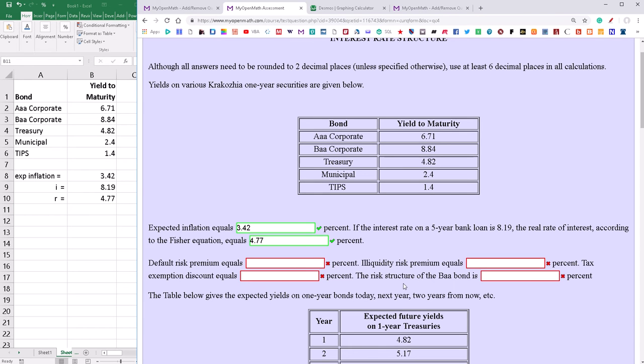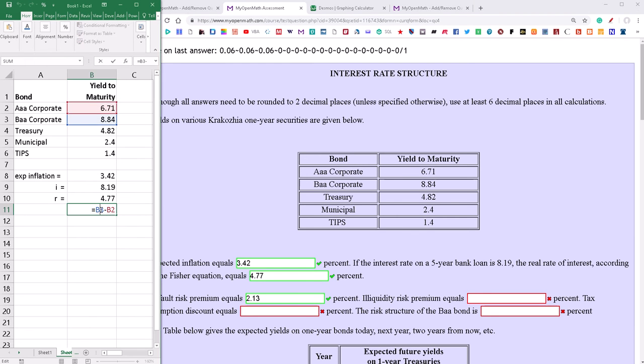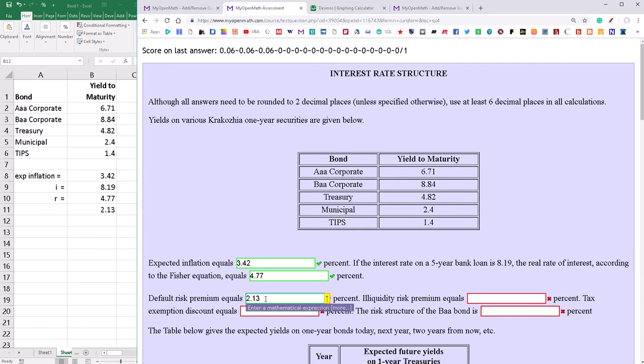Default risk premium: if you remember what default risk premium is, it is the difference between a BAA and a AAA. Remember that chart: the BAA yield skyrocketed during the Great Depression, but the AAA did not. So I think most of the difference between a BAA and a AAA is default risk premium. So we're going to call that difference the default risk premium, 2.13.